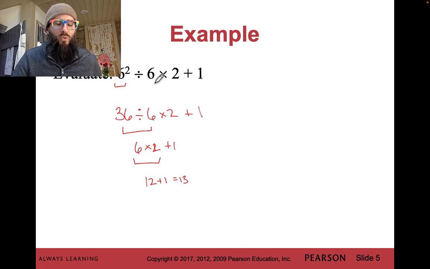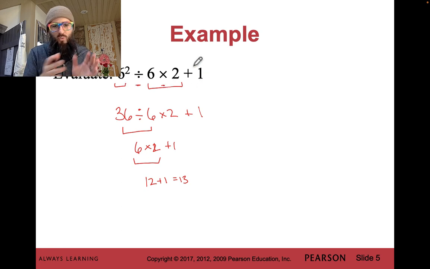So again, this is where it could get a little confusing. You may, in your mind, think that you have to do the 6 times 2 first, which gives us 36 divided by 12, which is going to throw off the entire simplification process. So again, when you have division and multiplication in the same sequence, we perform those operations left to right.